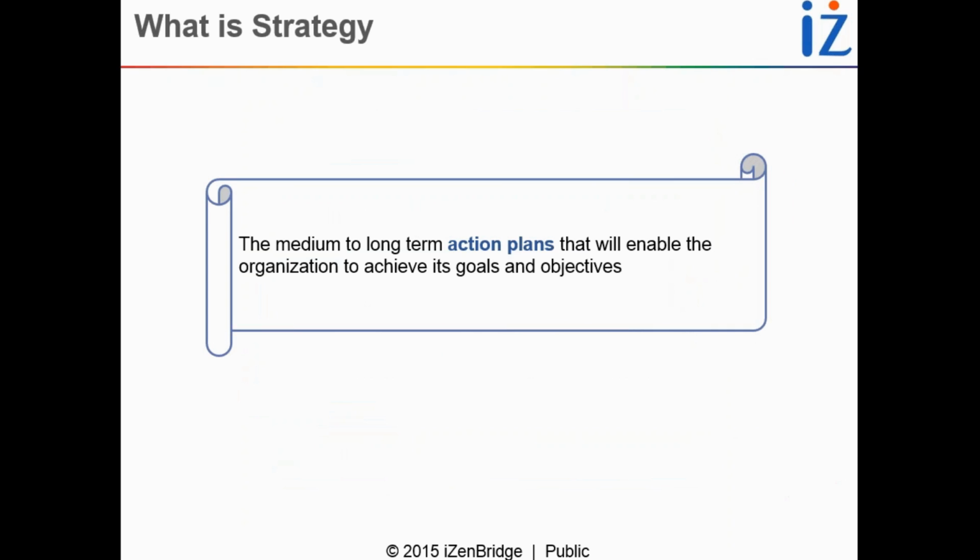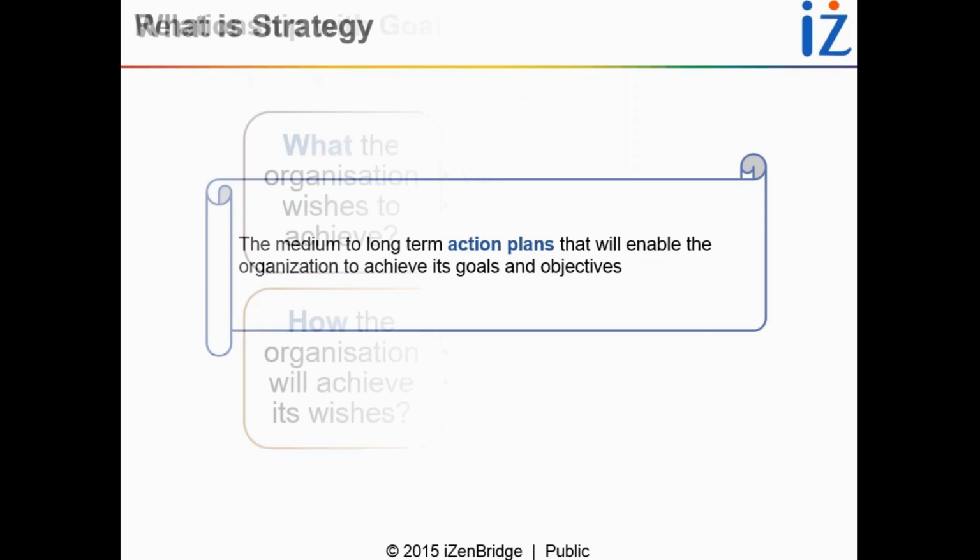What is strategy? Strategy is a medium to long-term action plan that will enable the organization to achieve its goals and objectives. So strategies are long-term action plans. Strategy is basically a thinking process to initiate changes in the organization. Strategy defines what can be done in what order to achieve goals and objectives. Thus, goals and objectives are not the same as organizational strategies.